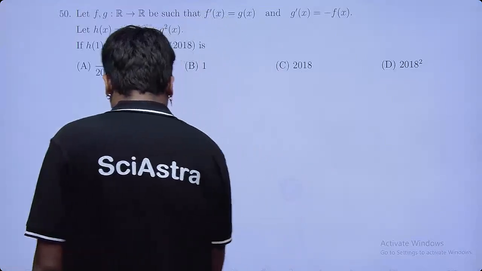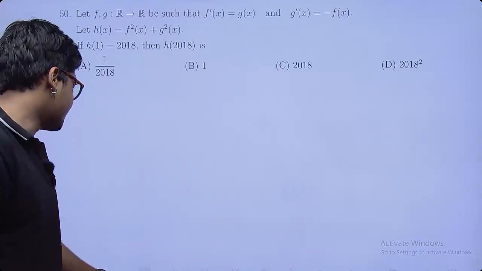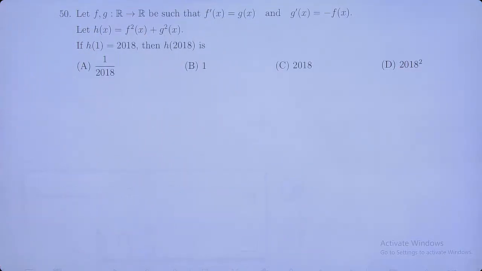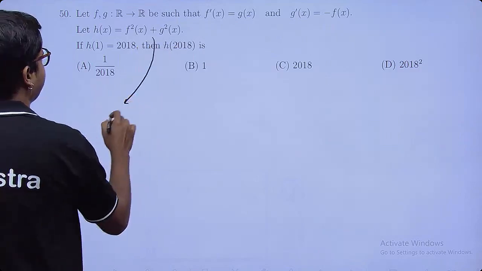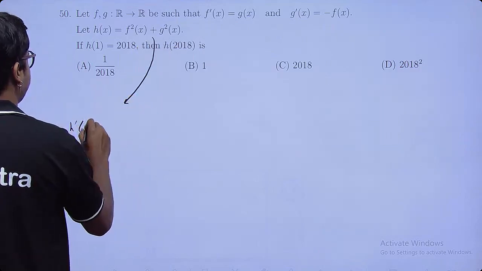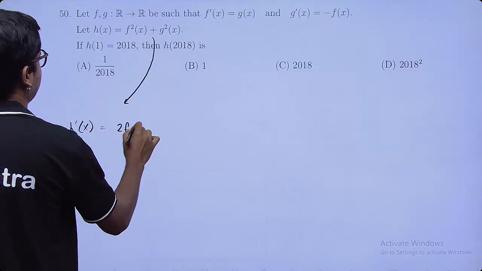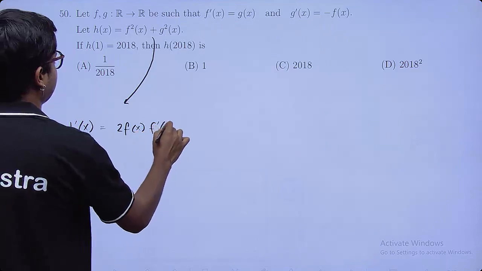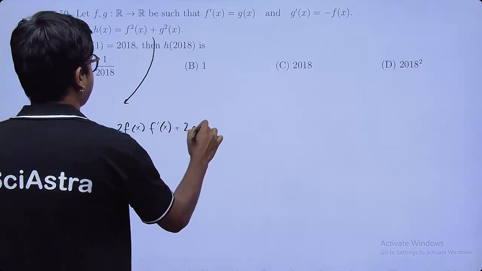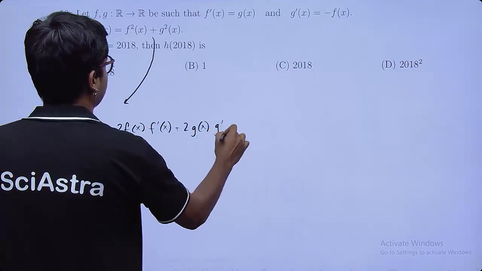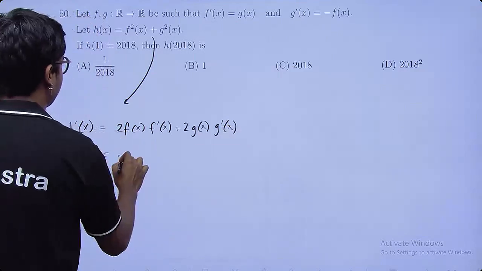Again, very straightforward. You have this function h(x) defined as f²(x) + g²(x), right? If I look at the derivative of h, what is h'(x) going to be? 2f(x)f'(x) + 2g(x)g'(x). You can take this 2 common.